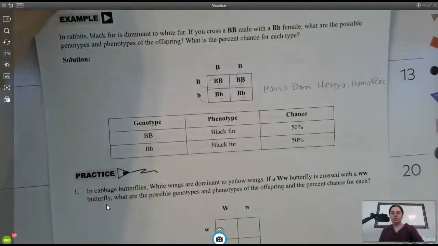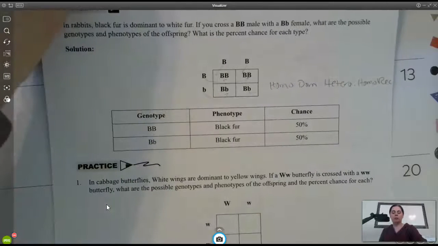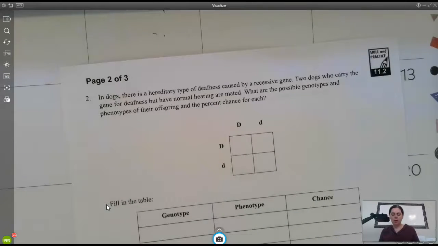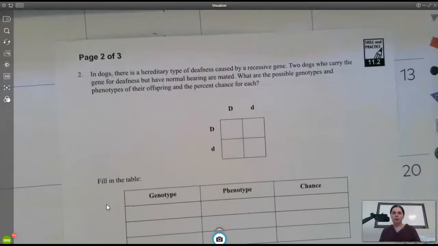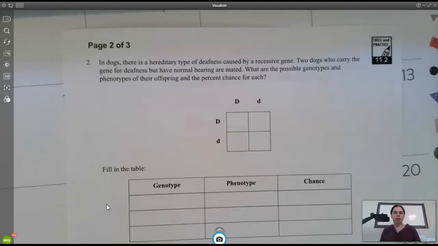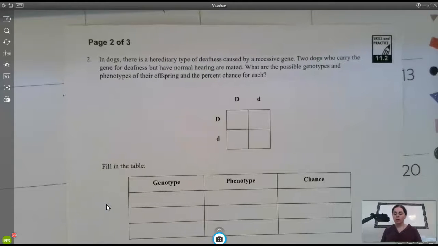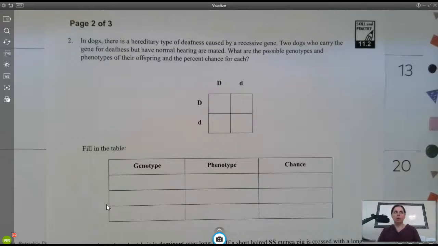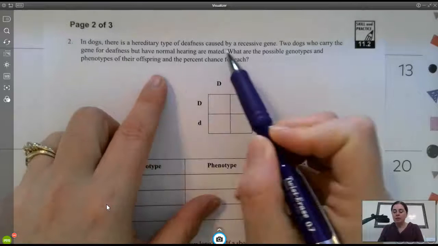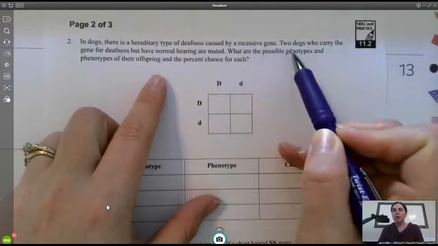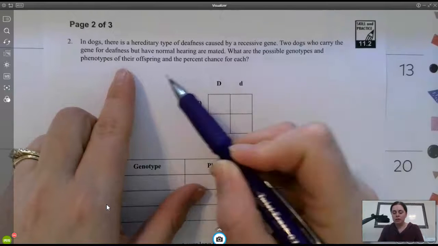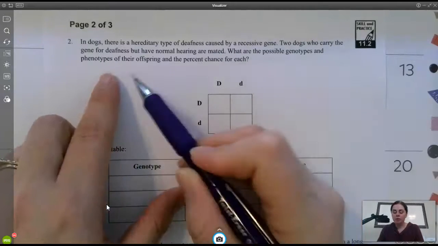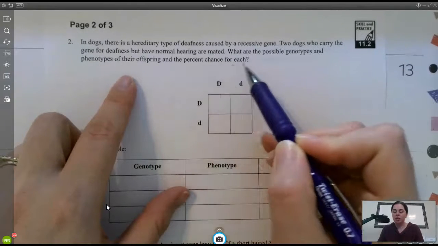Alright, so we did number 1 together, so we're going to go straight to page 2. And for those of you that we already did this in class, just go ahead and fast forward if you want to get to the next one. Okay, so in dogs, there is a hereditary type of deafness caused by a recessive gene. 2 dogs who carry the gene for deafness but have normal hearing are mated. What are the possible genotypes and phenotypes of their offspring and the percent chance for each?